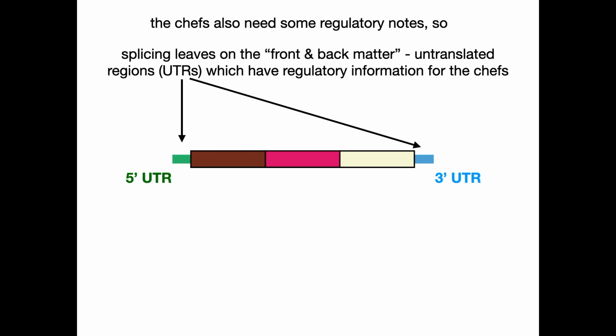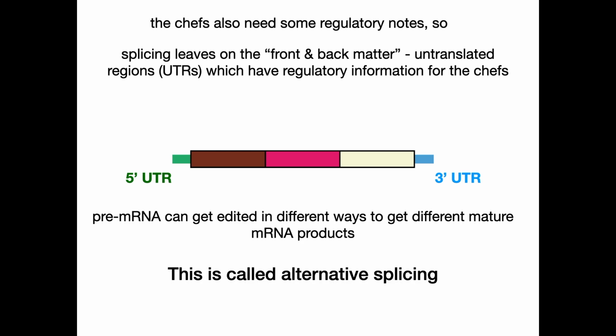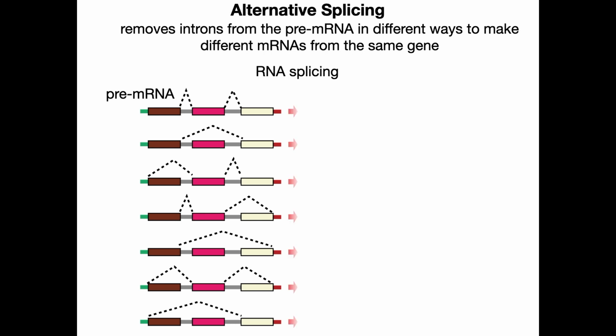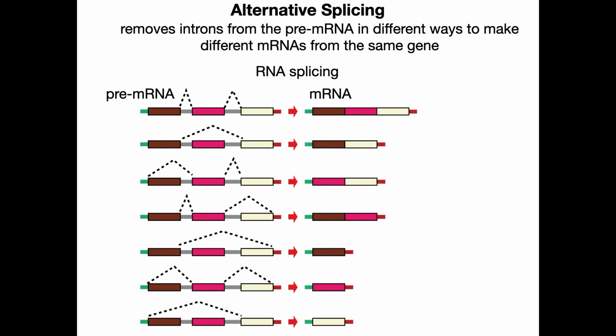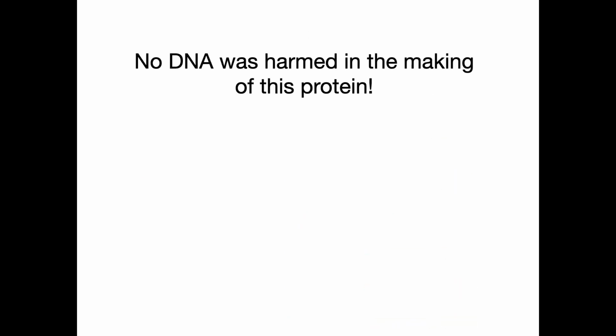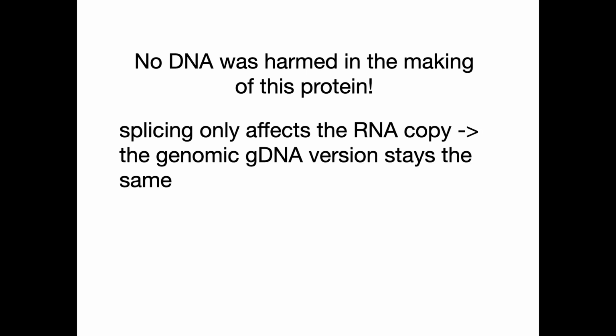So having these introns is more important than just having places for regulatory proteins to bind. It also allows you to edit this mRNA in different ways to get different mature mRNAs and thus different proteins. This is called alternative splicing, and it allows you to use the same gene to make a bunch of different types of protein. And what's really awesome is that you're not messing with the DNA. The splicing is only affecting the RNA copy. So the genomic version, this gDNA, stays the same.